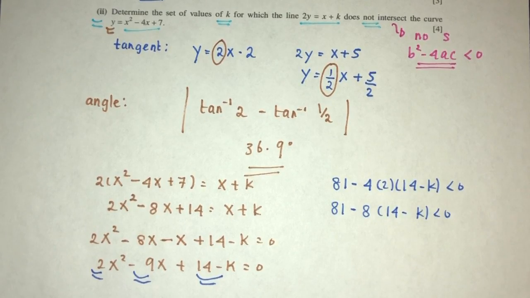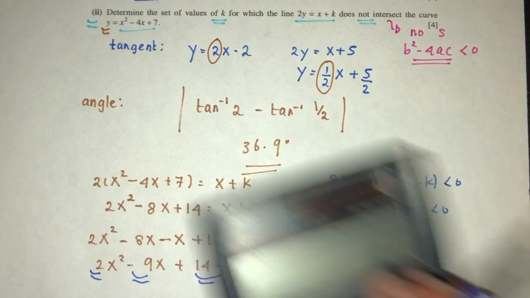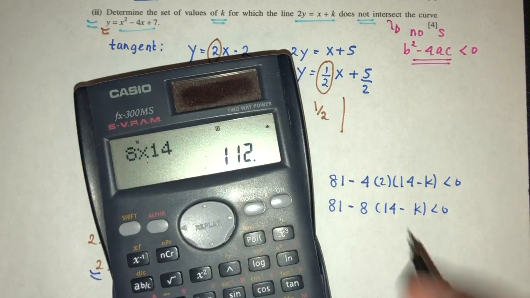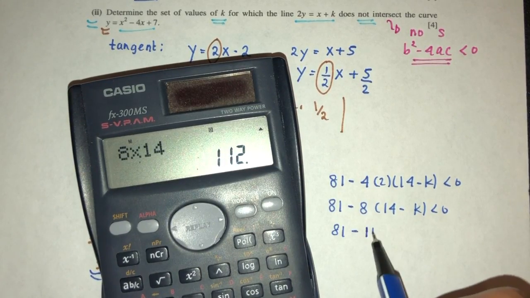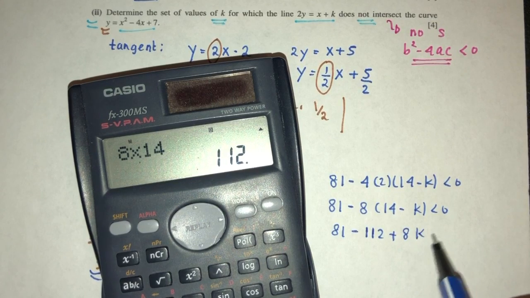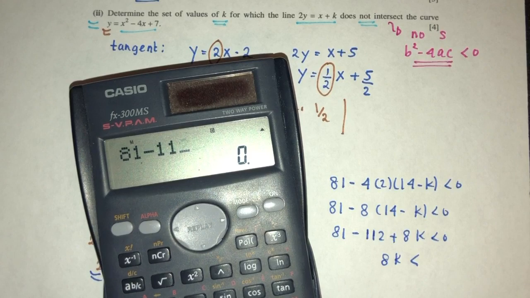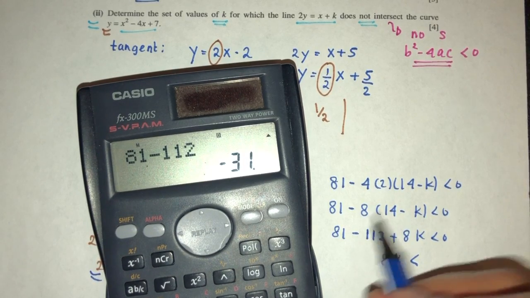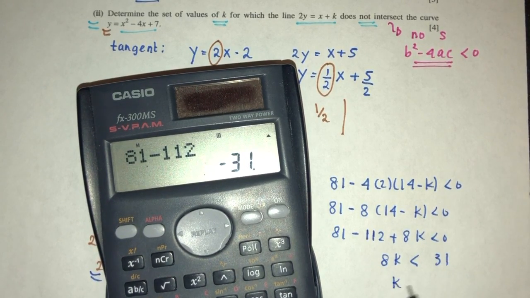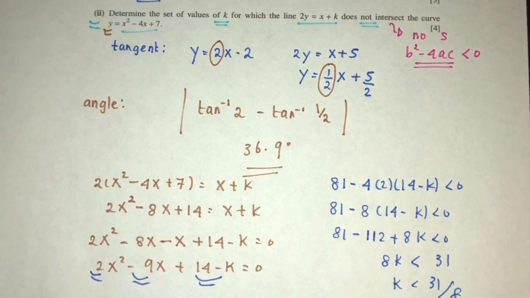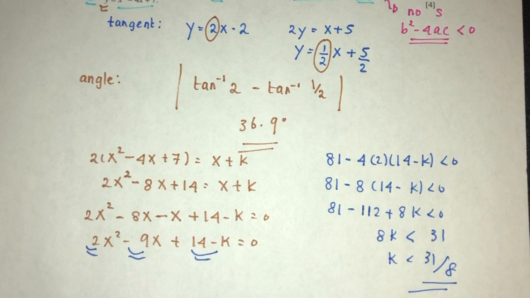So simplify. Let's expand. So 8 times 14, that should be 112. So 81 minus 112 plus 8k less than 0. So 8k has to be what? 81 minus 112. That will be minus 31. Send this over here, it becomes 31. So k has to be 31 over 8. So this is the set of values for k. K has to be less than 31 over 8, for which it does not intersect the curve. Okay, that will be your question.